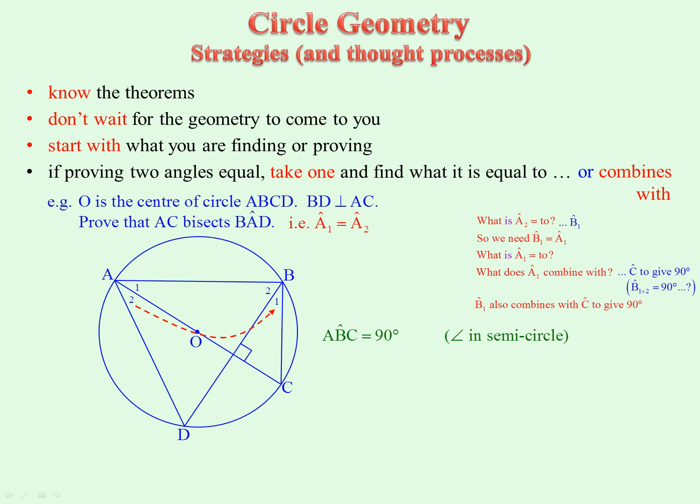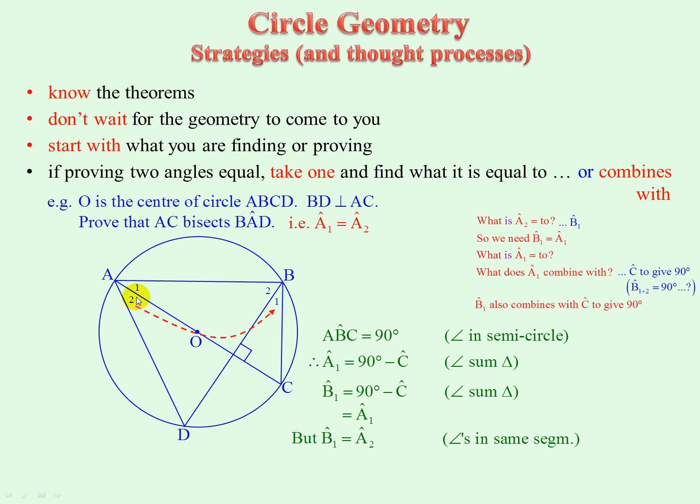So here's the proof. ABC equals 90 degrees. Therefore, A1 equals 90 minus C, angle sum triangle. B1 equals 90 degrees minus C, angle sum triangle, which means it's equal to A1. So we've got B1 equals A1. But, it's like an argument, B1 equals A2, angles in the same segment. Therefore, A1 equals A2. Proven.